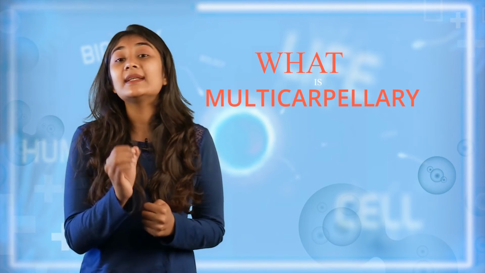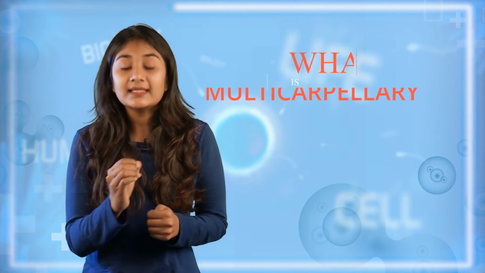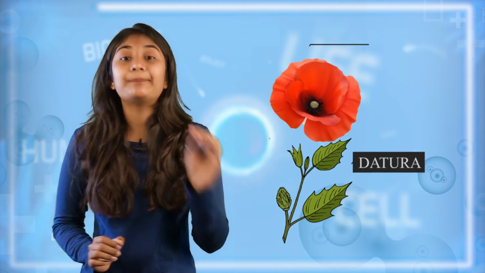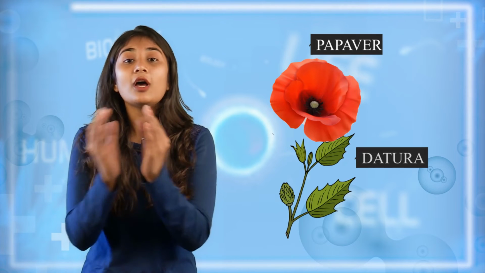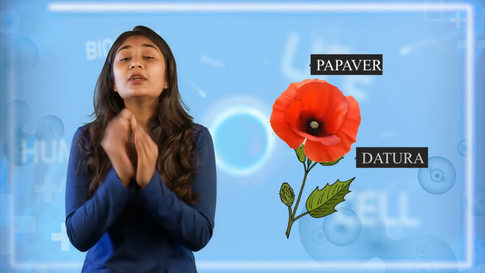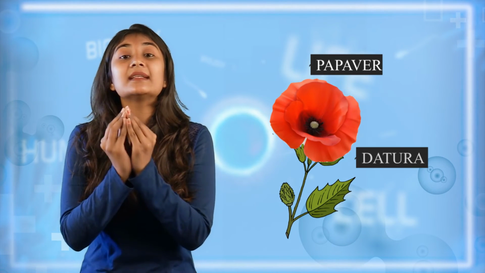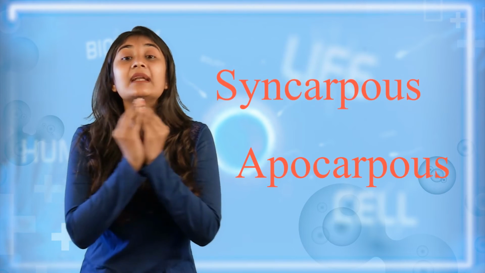Now, as you know what is multicarpellary, what does syncarpous tell us? That is, all the carpels are fused together. You can see this in plants like datura and papaver. What happens is all of them are so fused together. When you take a look at it, you will understand the difference between syncarpous and apocarpous.